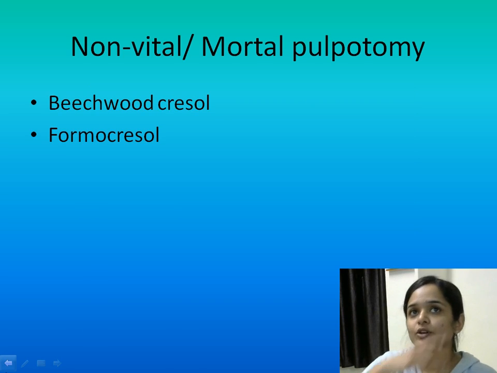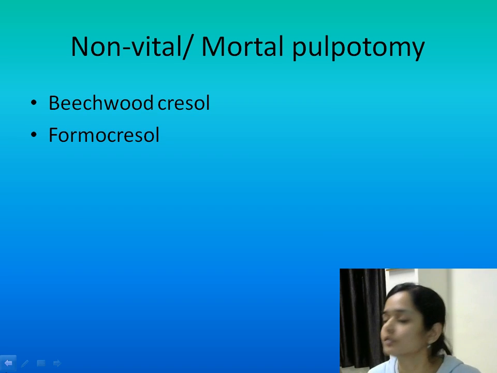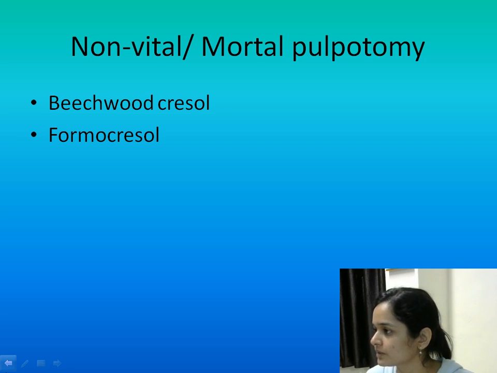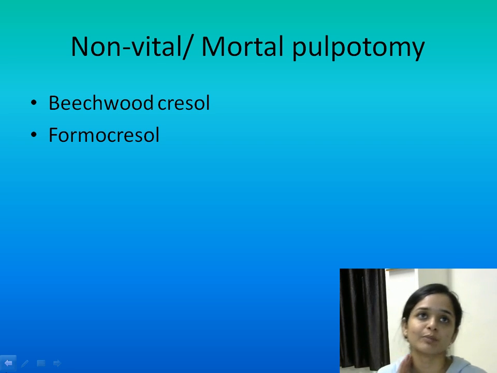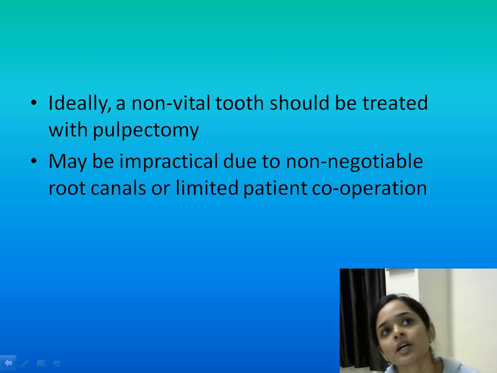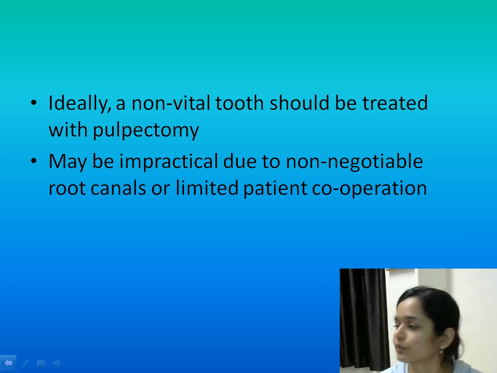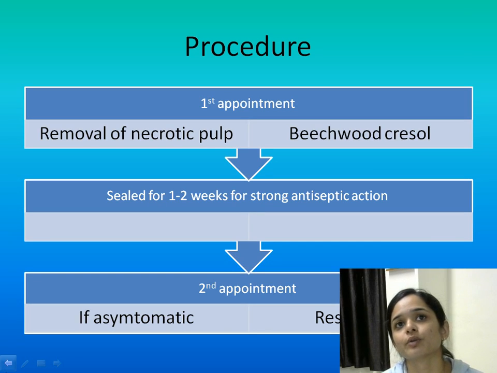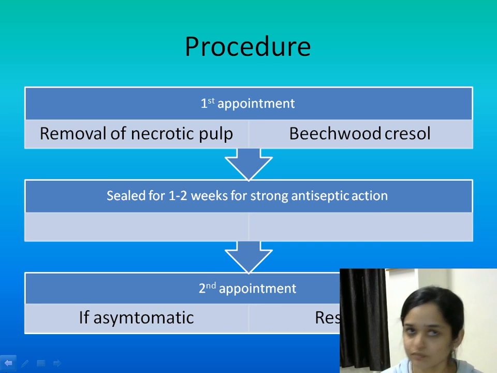Now, non-vital pulpotomy, also called mortal pulpotomy. These were all types of vital pulpotomy. Single sitting, first we saw all the things. 2 sitting, we saw 3 pastes, and now this is non-vital pulpotomy, and formocresol is used. Ideally, a non-vital tooth should be treated with pulpectomy, but it may be impractical due to non-negotiable root canals or limited patient cooperation. So what we do is, on the first appointment, removal of necrotic pulp, pulpotomy dressing, seal for 1 to 2 weeks, and at the second appointment, if asymptomatic, restoration.